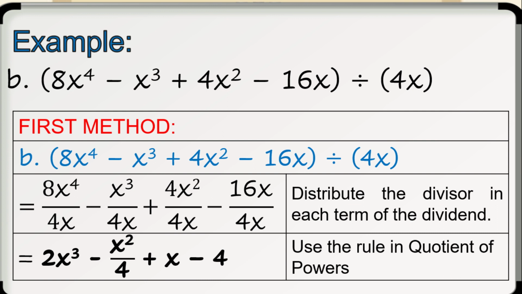Next, applying the rule in the quotient of powers, we have 8x raised to 4 divided by 4x is equal to 2x cubed, minus x cubed divided by 4x is equal to x squared over 4, plus 4x squared divided by 4x is equal to positive x, minus 16x divided by 4x is equal to 4. Therefore, our final answer is 2x cubed minus x squared over 4 plus x minus 4.